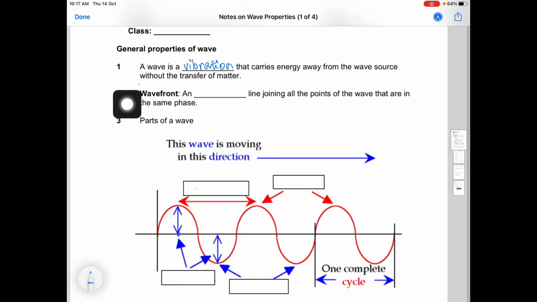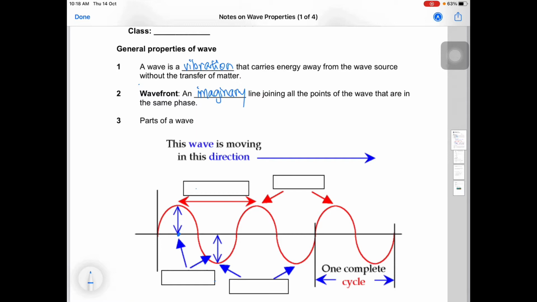Next term that you have to know is wave front. So what is a wave front? A wave front is an imaginary, and this is a key word, you can't write it is a line joining all the points of the wave that are in the same phase. You have to say that it is an imaginary line because it doesn't really exist. You can see it, but it doesn't really exist in most parts of the waves, but it's there to help us do some basic calculations, as we'll see later.